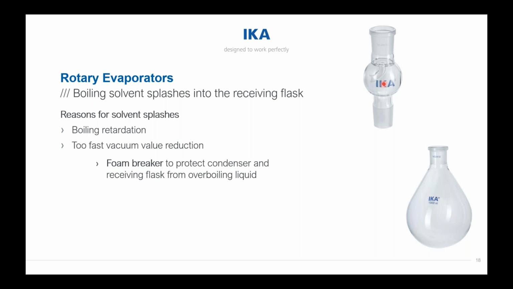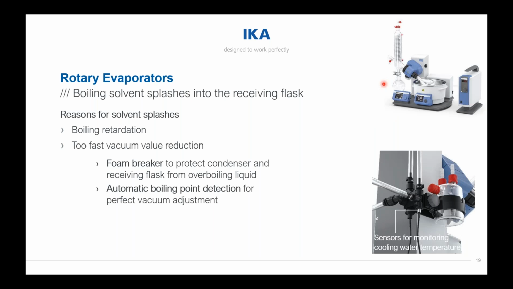Another possibility to avoid this is by using an automatic boiling point detection. For example, with one of our rotary evaporators, the rotary evaporator itself will recognize the boiling point. What you are actually doing is you just press start, the vacuum goes down very slowly, and it always checks if your solution is boiling. So how is this done? I just want to explain it to give you some more insights in this webinar.